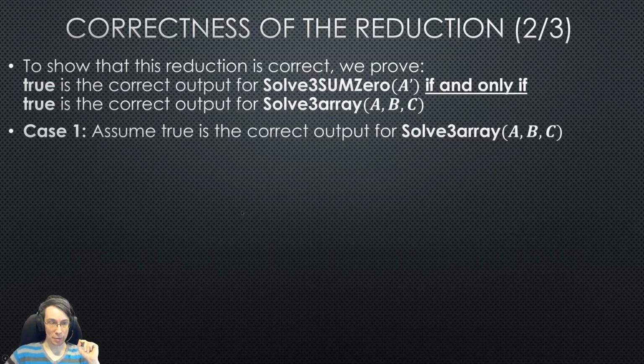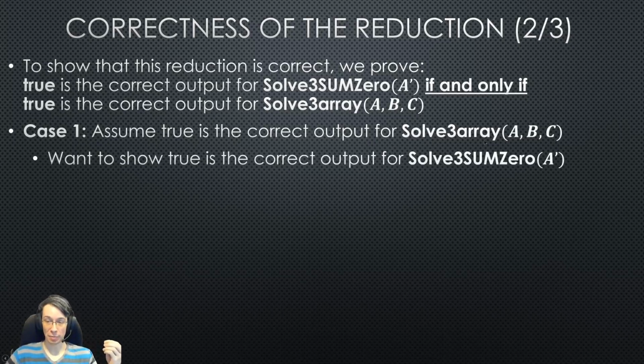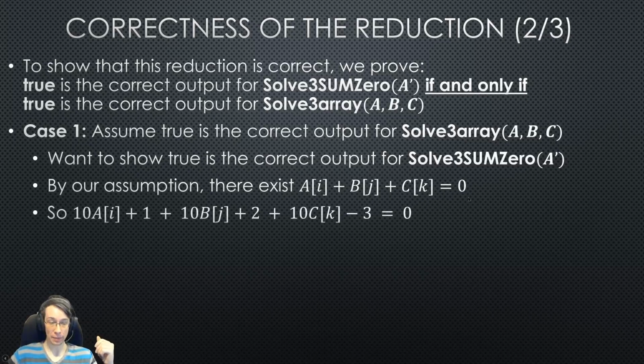Okay, so that's what we're going to show, and there are 2 cases we're going to run through. First, assume true is the correct output for solve3array. Well, what does that mean? Before we ask what that means, if we assume that, we want to show true is the correct output for solve3sum0 on the transformed input. So what does it mean that true is the correct output for solve3array? By our assumption, there exist A_i plus B_j plus C_k that are equal to 0. So if we multiply all 3 of these by 10 and add 1 to A_i, 2 to B_j, and subtract 3 from C_k, we still get 0. Why?